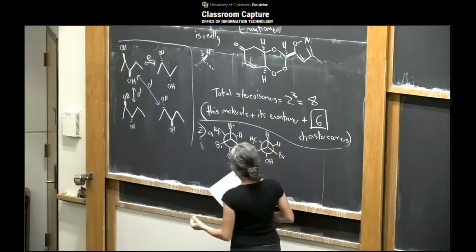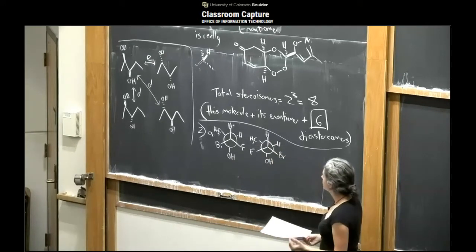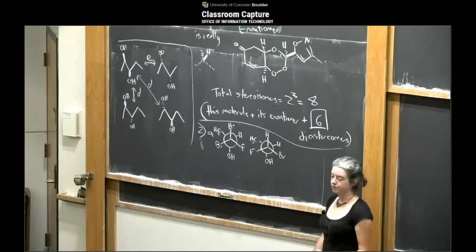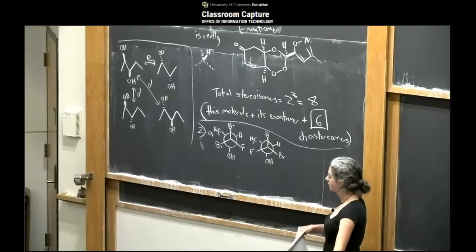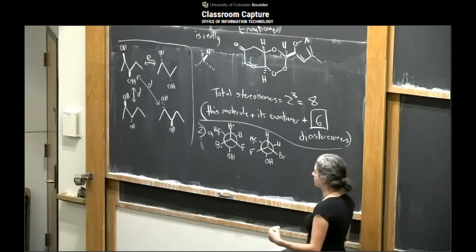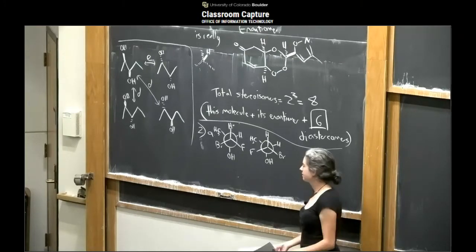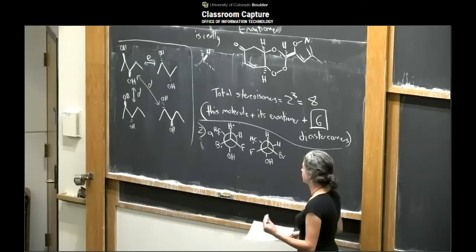okay, so we know that what we want to do is compare all the asymmetric carbons pairwise between the 2 molecules, and if all the same, they're identical. If all flipped, they're enantiomers. If some are flipped and some are not, diastereomers.